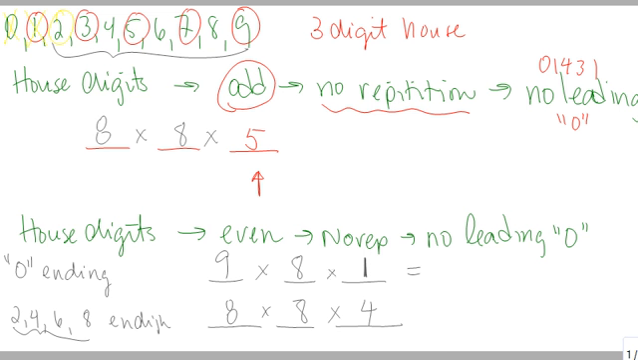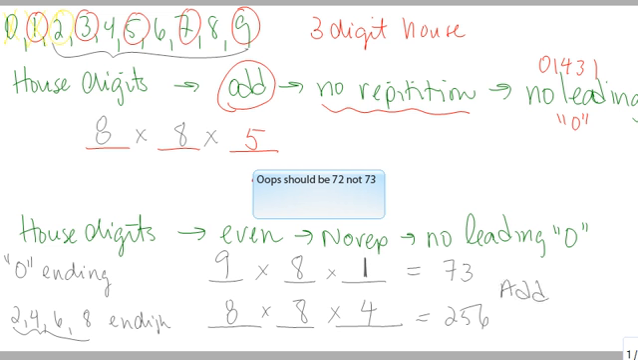You multiply the cases individually. So this is 256. And this one here is 72. And you add them together for the final number of even house digits. So the even ones are the ones that end in 0, and the ones that end in 2, 4, 6, or 8.